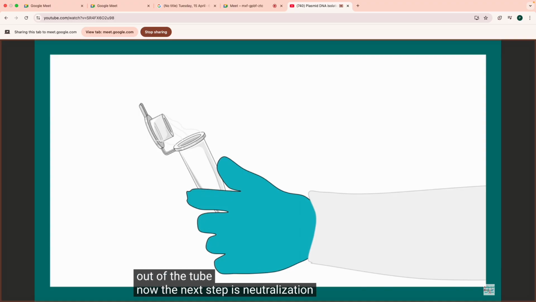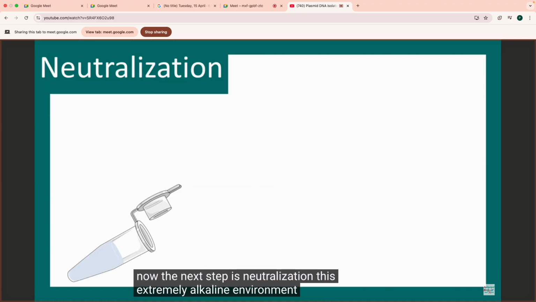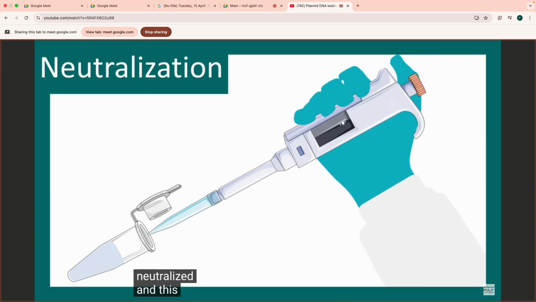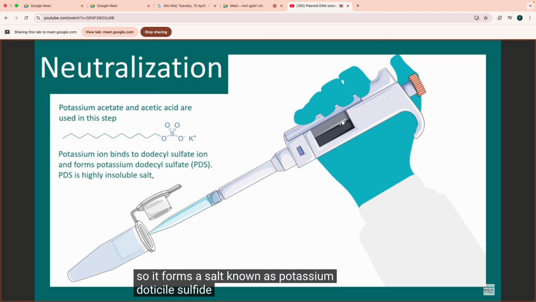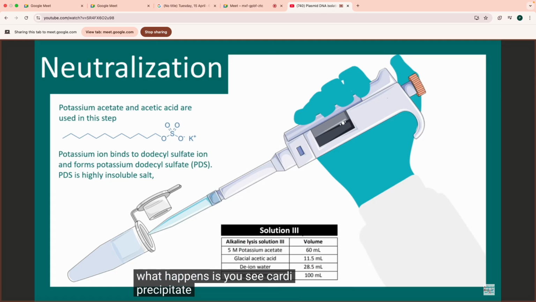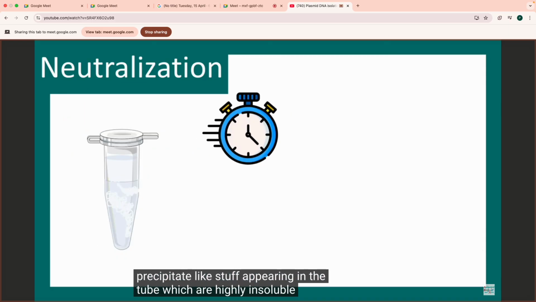Now the next step is neutralization. This extremely alkaline environment has to be neutralized. And this neutralization is done by potassium acetate and acetic acid. Obviously, by putting acid, you can neutralize the base. So it forms a salt known as potassium dodecyl sulfate with the SDS, which is present in the alkaline lysis solution. And this is an insoluble salt. So after putting this solution 3, you see curdy precipitate-like stuff appearing in the tube, which is highly insoluble. You can visually see them.